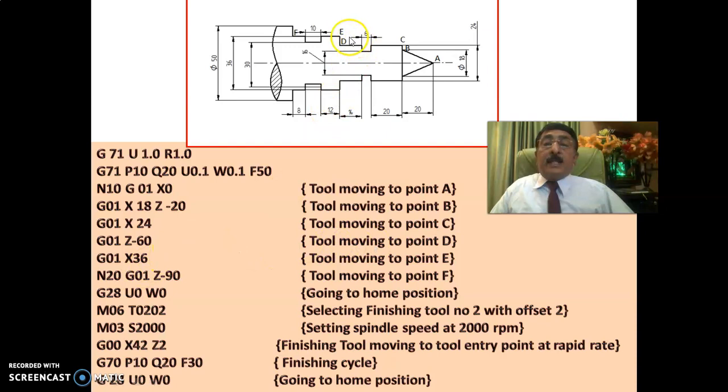G01, X60, X36, okay, going to E. G01, at the N20, G01 Z minus 90 means going to F. These are all things you can simply and easily draw. Then after doing this, it would have left an allowance of 0.1 on X and 0.1 on Z.